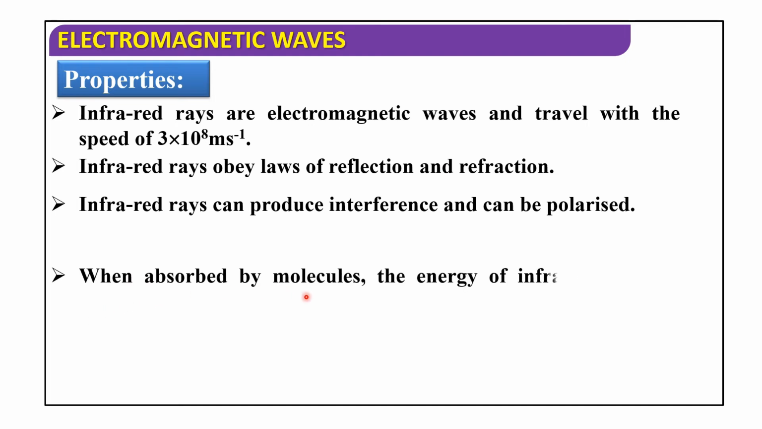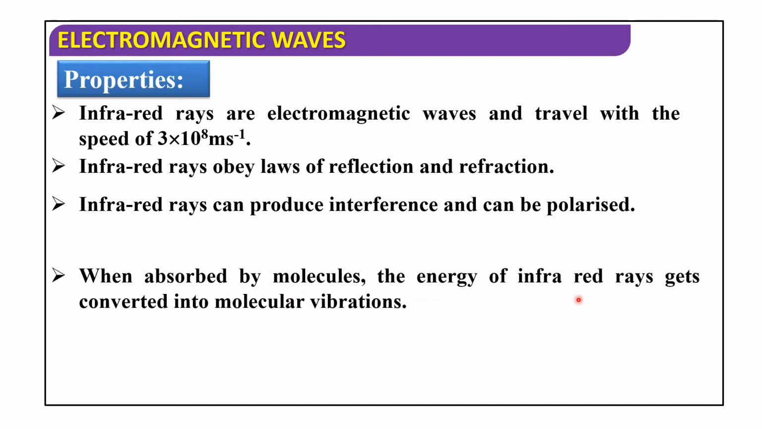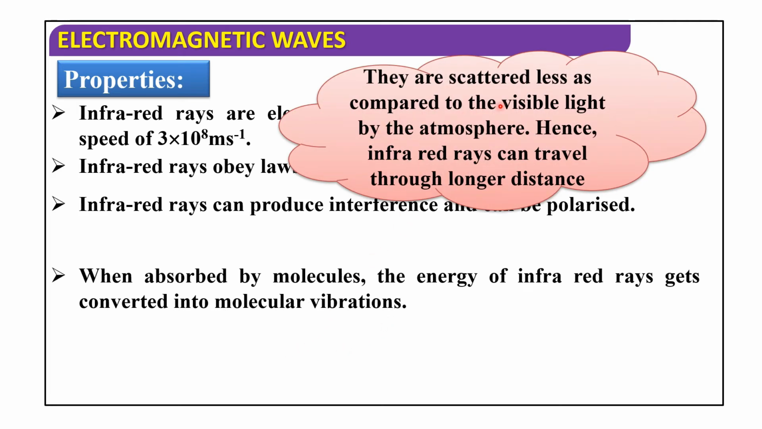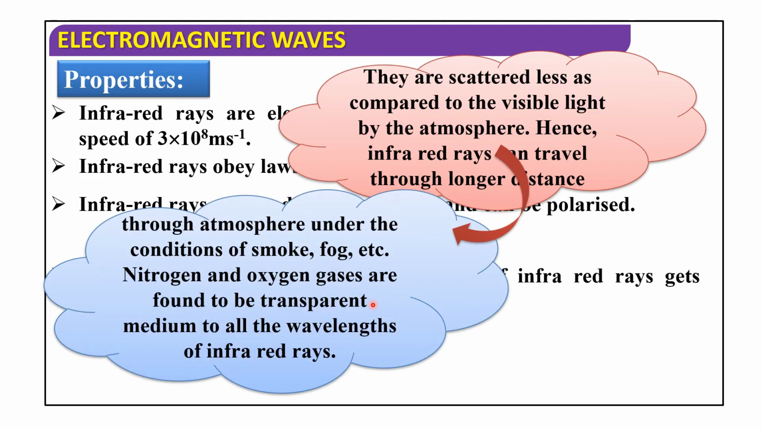When absorbed by molecules, the energy of infrared rays gets converted into molecular vibrations. They are scattered less by the atmosphere as compared to visible light. Hence infrared rays can travel through longer distances. Through the atmosphere, under conditions of smoke, fog, etc., nitrogen and oxygen gases are found to be transparent media to all the wavelengths of infrared rays.